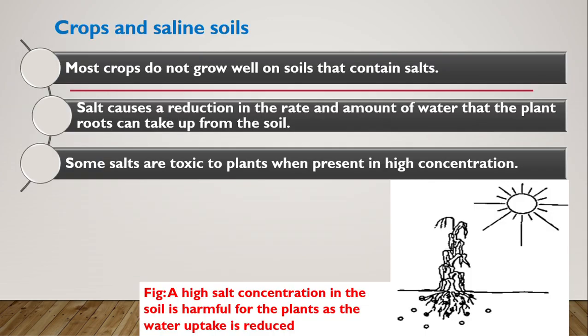And crops and saline soils. How do crops grow in saline soils? When the salt concentration in the soil is very high, the plant cannot grow healthily. It is harmful to the plants. So that is a main thing which you have to note.